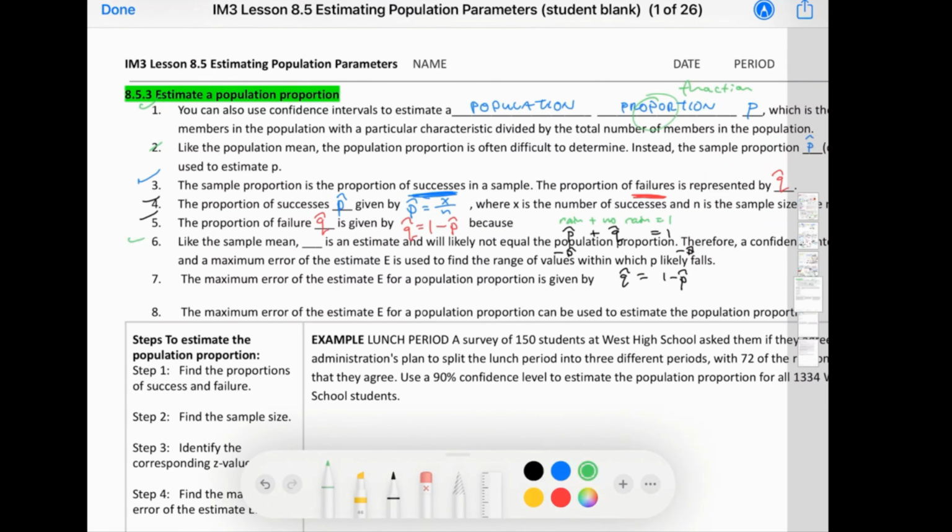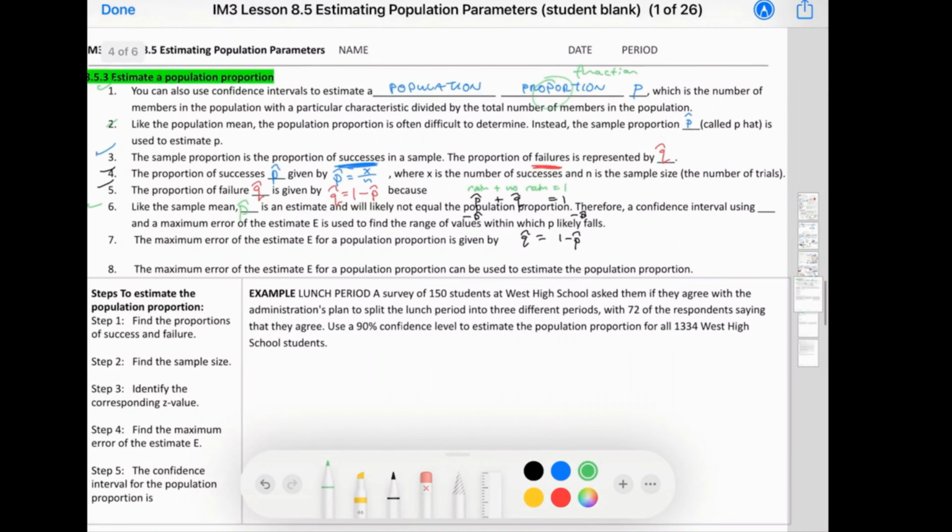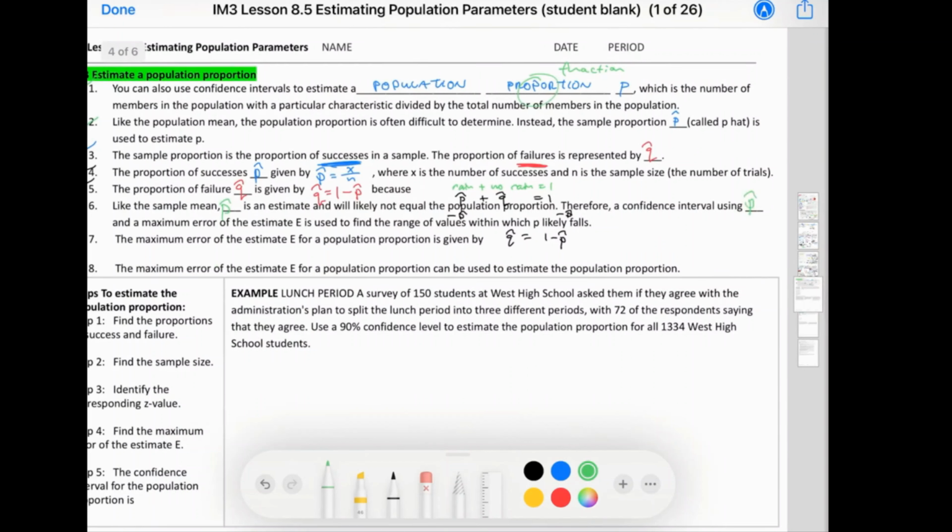Like the sample mean, P hat is an estimate and will likely not equal the population proportion. Therefore, a confidence interval using P hat and a maximum error of estimate, E, we've talked about E before, is used to find a range of values within which P likely falls.